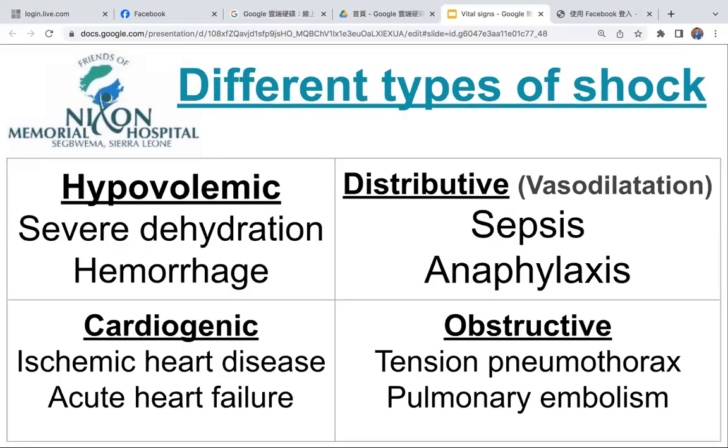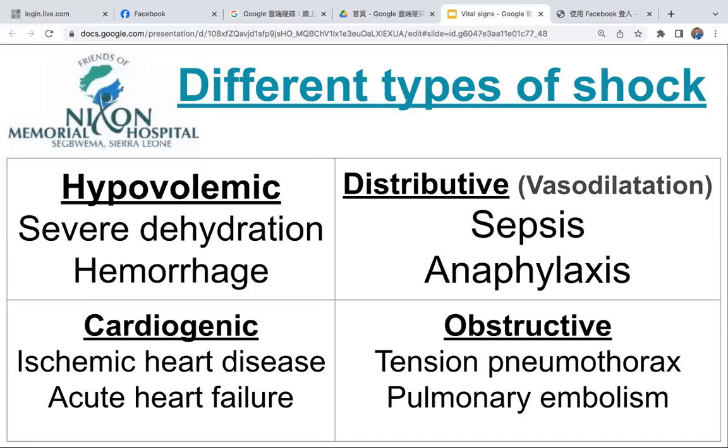So there are different types of shock. The most common type is hypovolemic shock, when the patient has severe dehydration, severe anemia, or severe hemorrhage, severe bleeding. And then the second type of shock is distributive shock, where the blood vessels dilate, which is vasodilatation. This happens when the patient has severe infection, sepsis, or anaphylaxis.